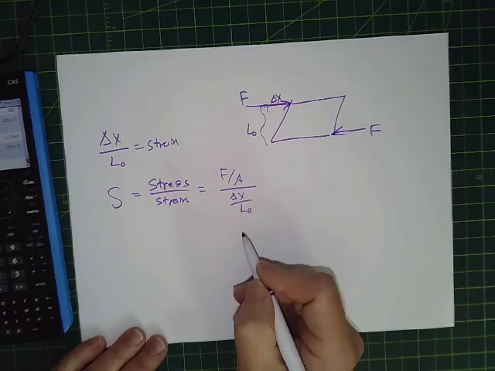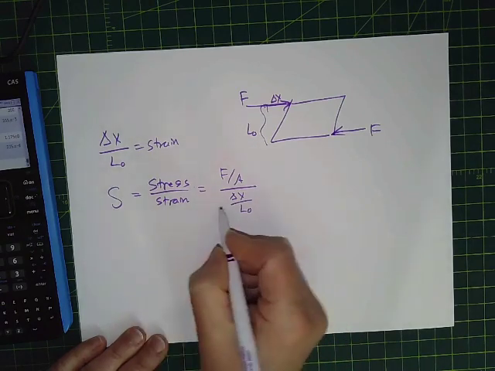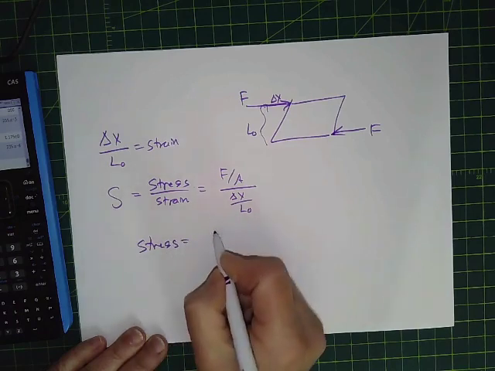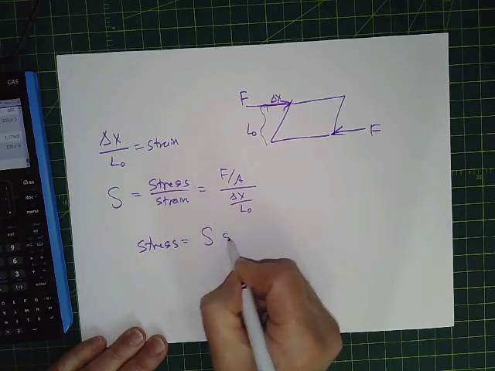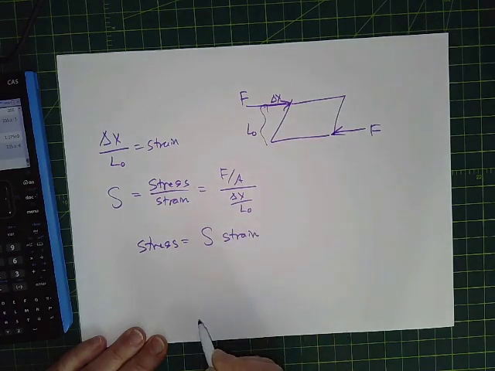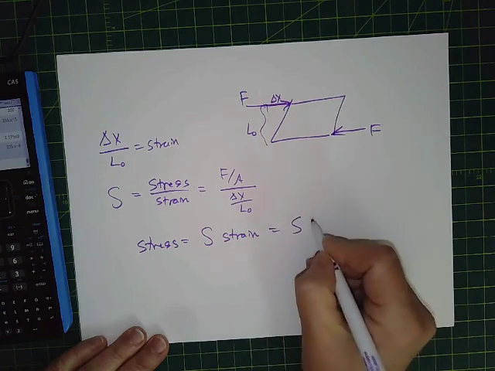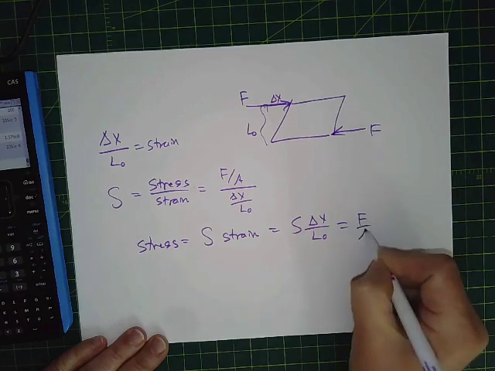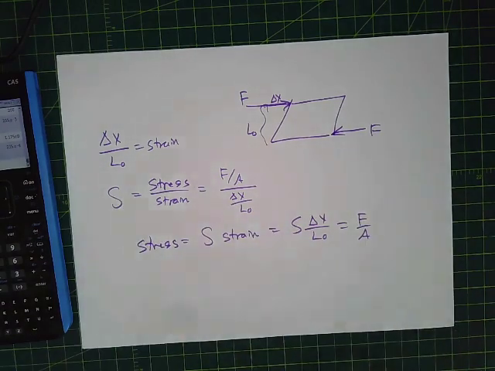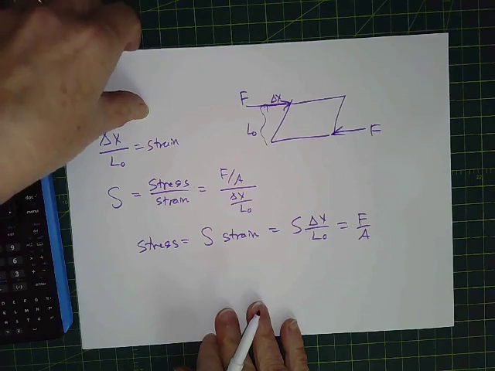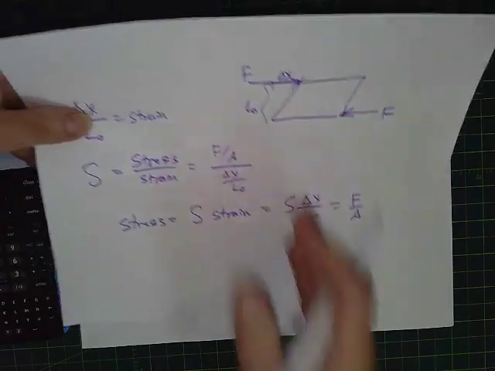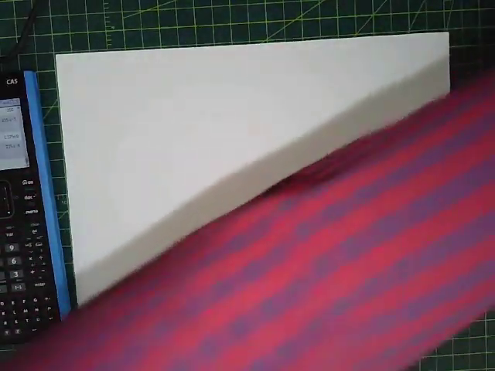If we're looking for stress, we could rearrange this and say that the stress is equal to the shear modulus times the strain, and vice versa, which is S times delta x over L naught equals F over A. It's just rearranging of the formulas, but just realize that like most of these physics problems, we can be given one or the other, rearrange, and solve for the one we need. But the basic equation was already given, so I think we're good on that.